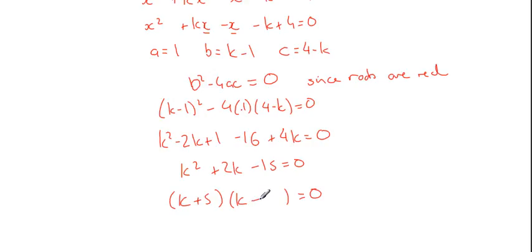Plus 5, minus 3. So k is equal to negative 5 and k is equal to 3.